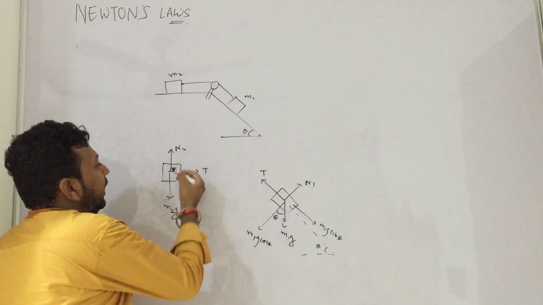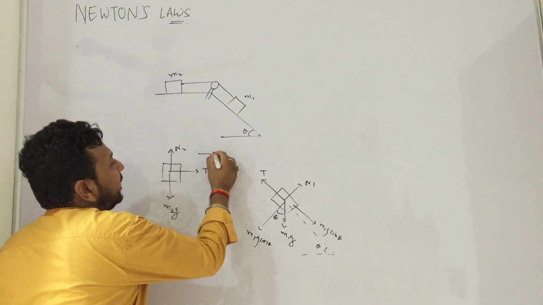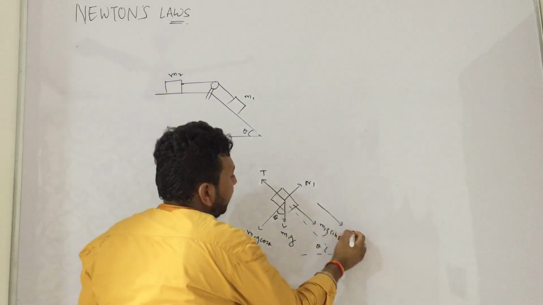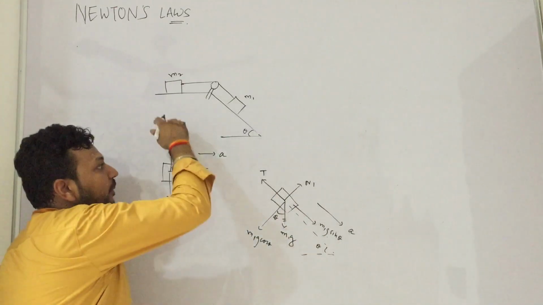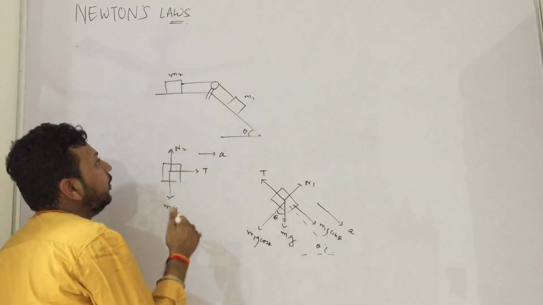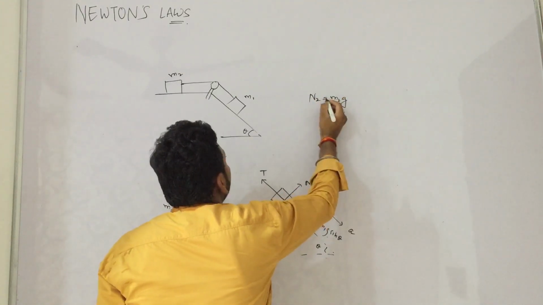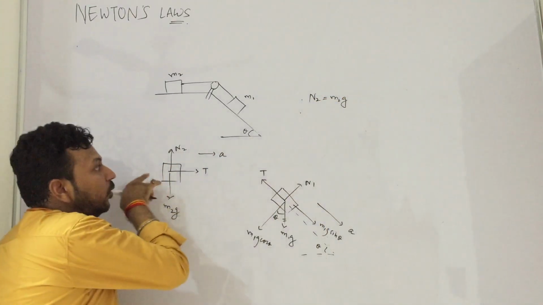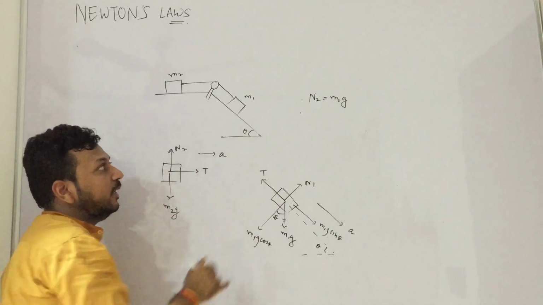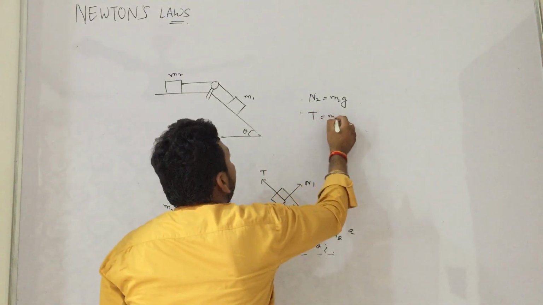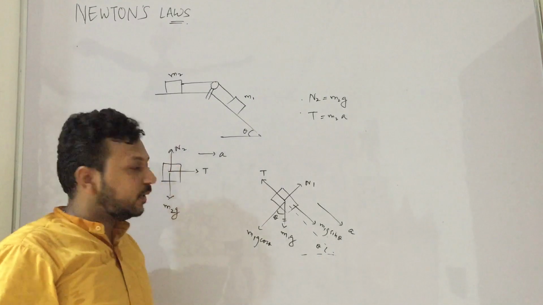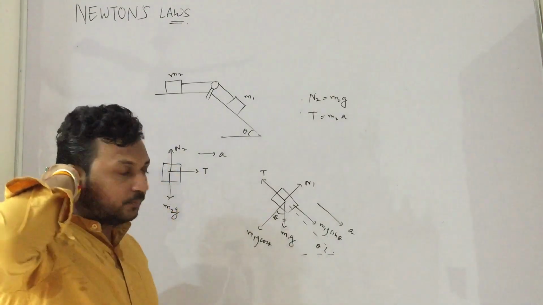So see, it is not going up, it is not going down. Acceleration will be this side. It is not going up, not going down, so we will write N2 is equal to m2g. It is going ahead. There is only one force, T. So we'll write T is equal to m2a. Net force is mass into acceleration. These are the two equations.